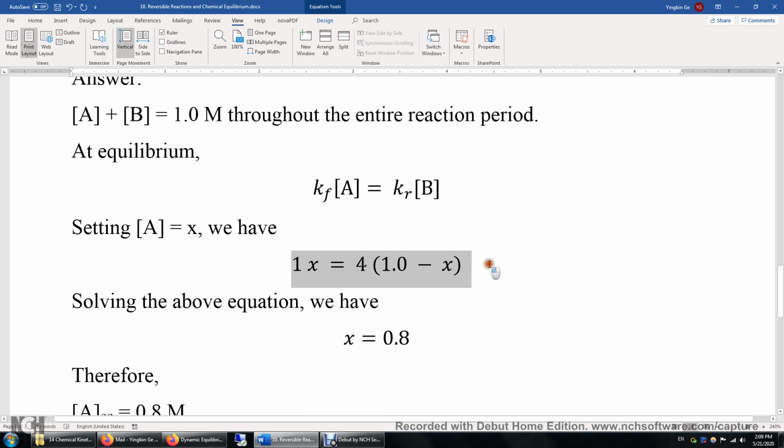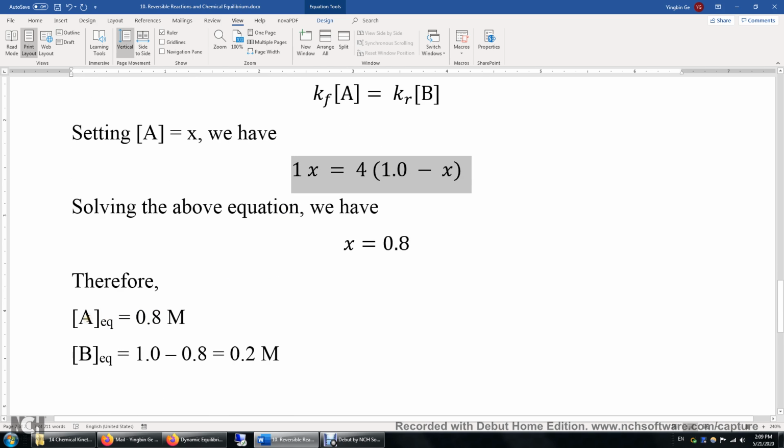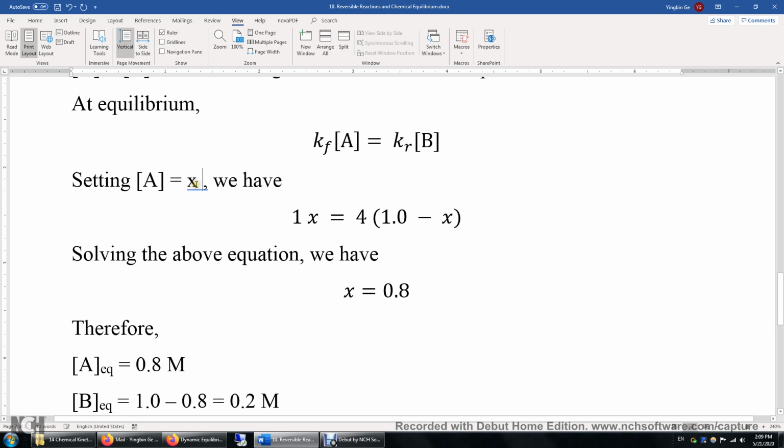Okay, so let's solve this equation. It's a simple linear equation that contains only one variable. So really it's just x equals 4 minus 4x, therefore 5x equals 4, x is 0.8, and then we have the equilibrium concentration of A is 0.8 molar. Alright, so I forgot to add this at equilibrium. This is very important because the concentration of A actually changes. At the dynamic equilibrium, it does not change anymore.